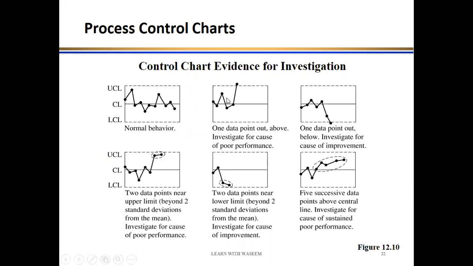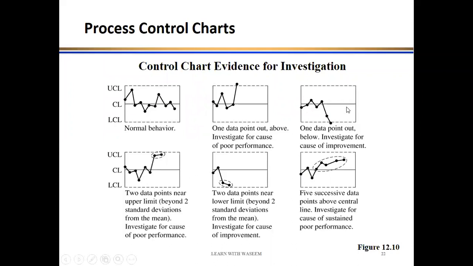Now let's move toward the second part of the figure. Here you can see that one data point is out, it is above the upper control limit. So we will have to investigate for this poor performance, because that means that it is out of control. This point is out of the control limit. Okay, so that means that we have to investigate for the cause of poor performance. And after investigating and correcting that, we will try to push this point below this particular upper control limit line.